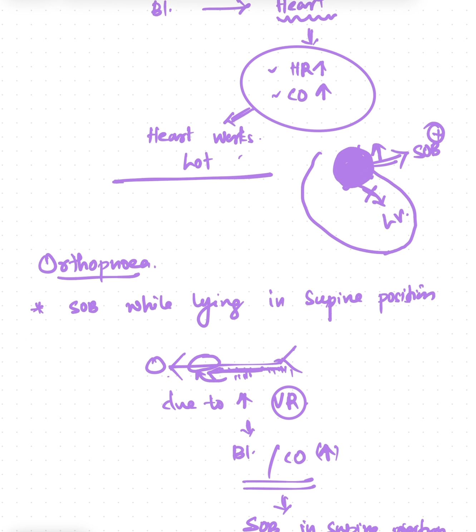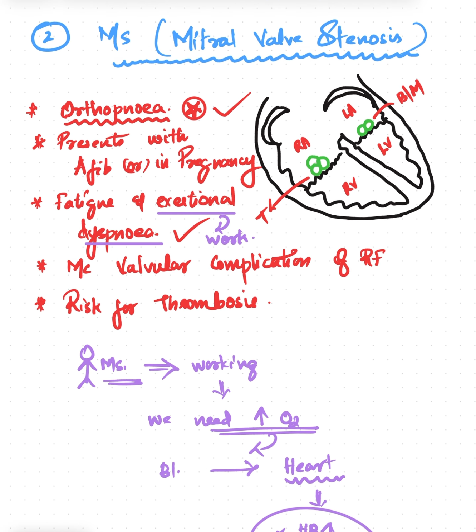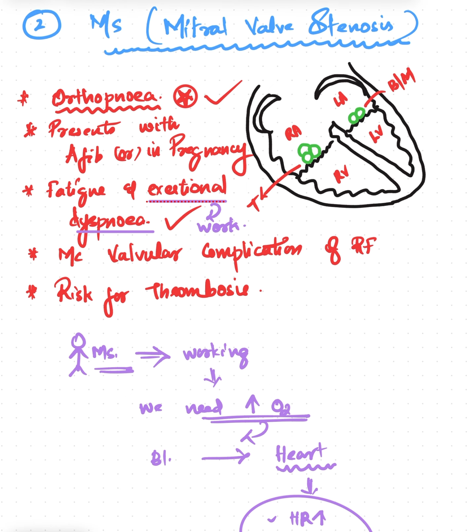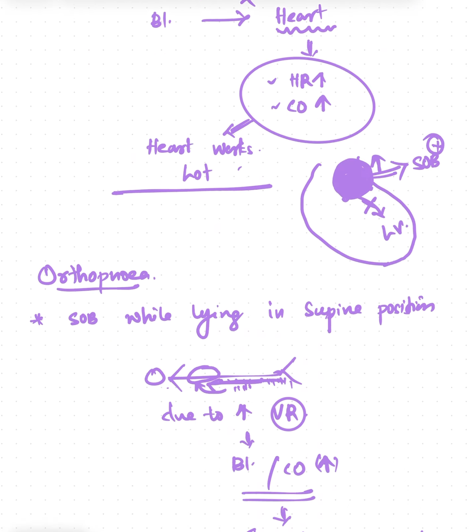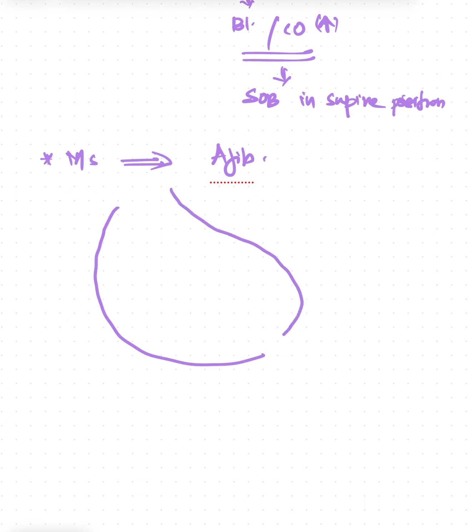Okay, now we are also clear about why that happens in mitral valve stenosis. Next thing is, this mitral valve stenosis presents with atrial fibrillation or in pregnancy. Okay, let's crack that. Now, mitral stenosis, MS, leads to AFib. So, to explain that, let me draw a quick cardiac diagram.